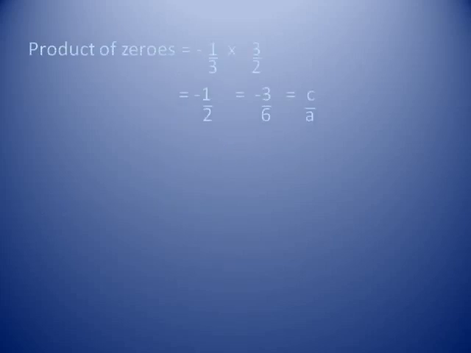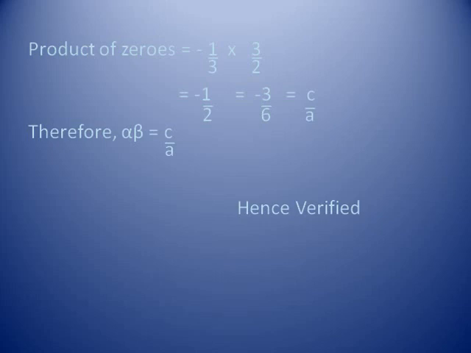Next, let us see product of zeros, which is equal to minus 1 by 3 multiplied by 3 by 2. So it becomes minus 1 by 2, and minus 1 by 2 can also be written as minus 3 by 6. Here minus 3 is the value of c and 6 is the value of a. Therefore we can write it as c by a. Thus alpha into beta equals c by a. This verifies our question here.